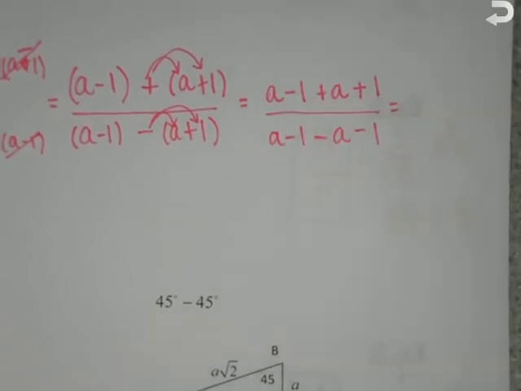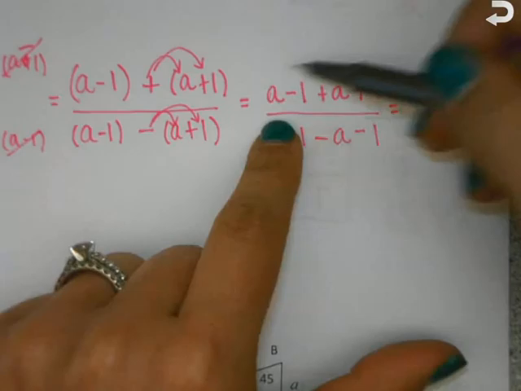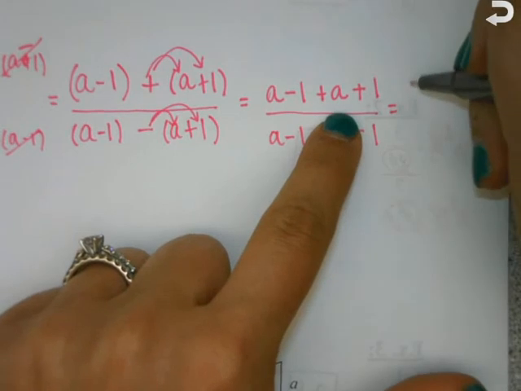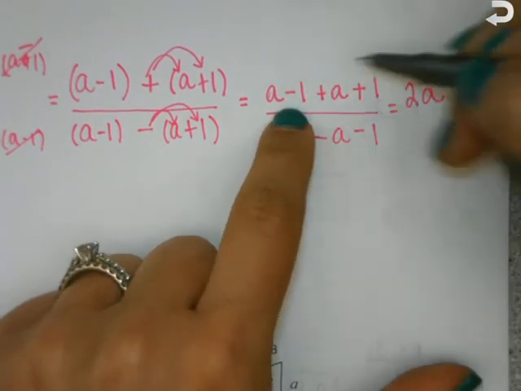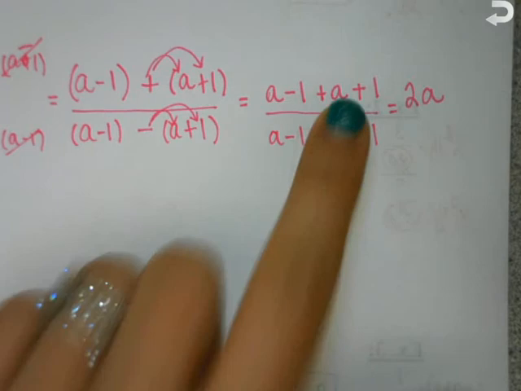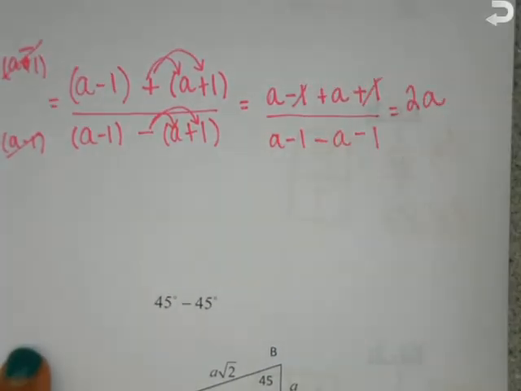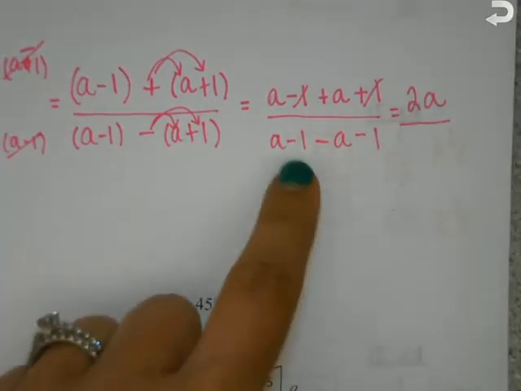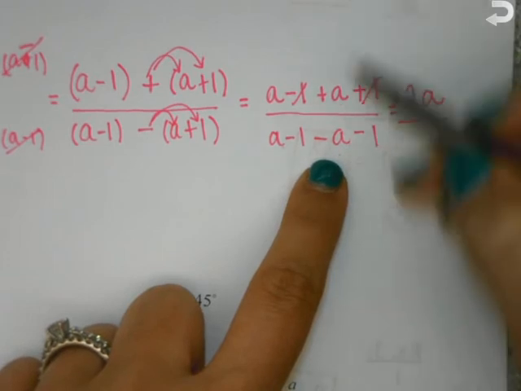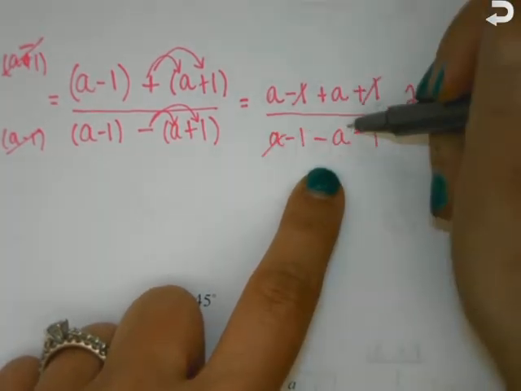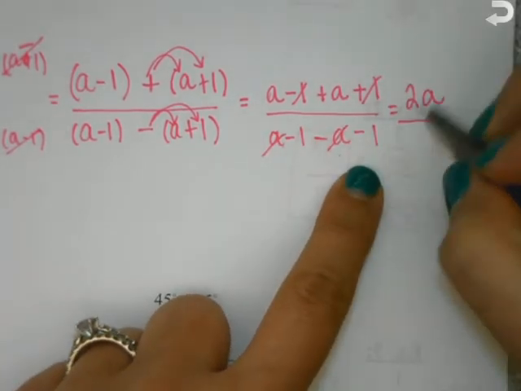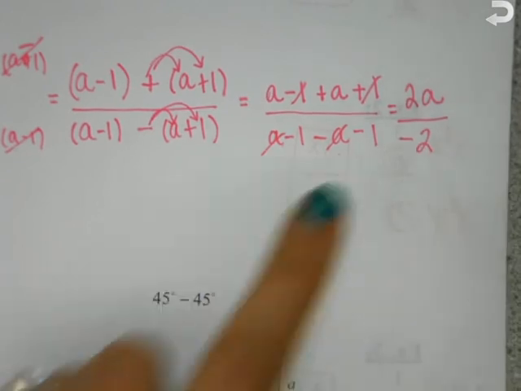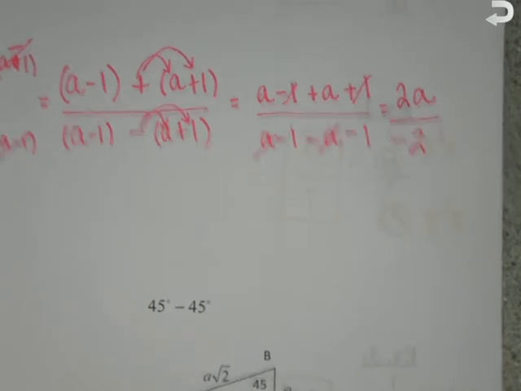Let's combine like terms. On top, A plus A, what's that give me? 2A. Negative 1 plus 1 is 0, so they totally cancel, right? All over A minus A cancels at 0. Negative 1 minus 1 is negative 2.